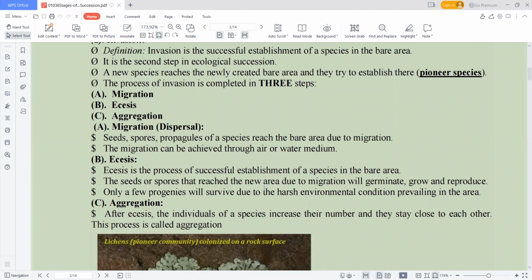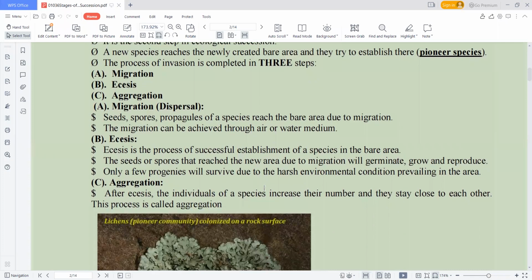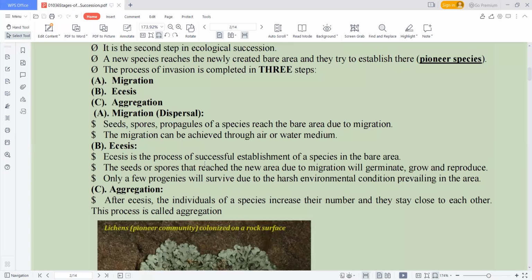The next one is the aggregation. After ecosis, that is after successful establishment, after germination of these spores, they increase their number. So it is called aggregation. After ecosis, the individuals of a species increase their number and they stay close to each other. This process is called the aggregation.